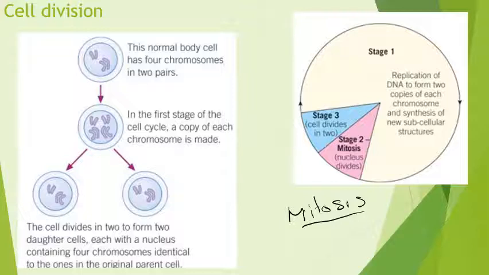Mitotic cell division is really important for multicellular organisms because mitosis, this form of cell division, allows an organism to grow and to repair itself of any damage. So mitosis is important for growth and repair.